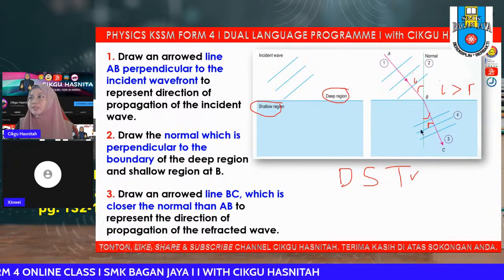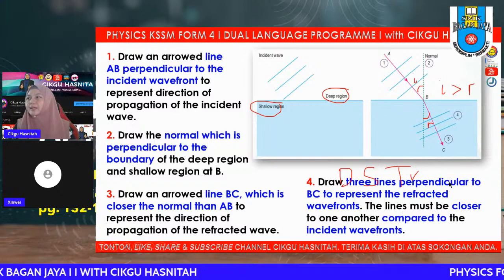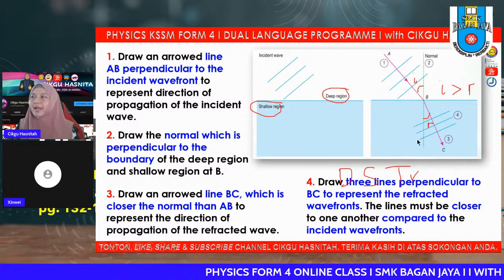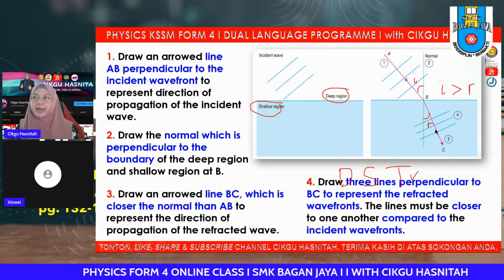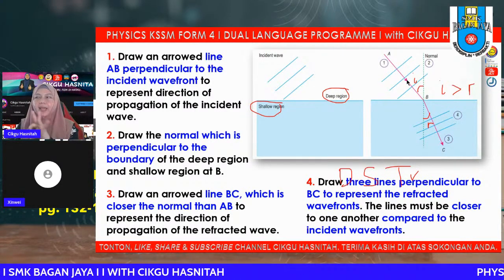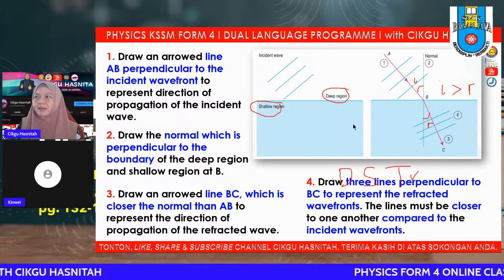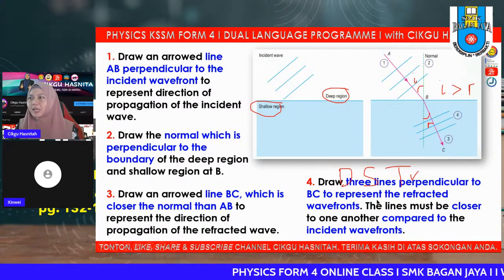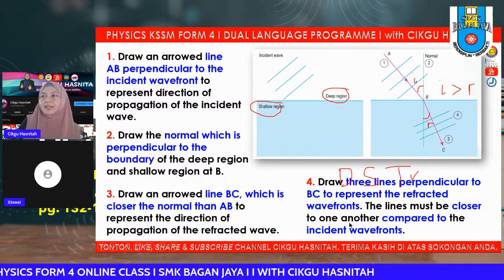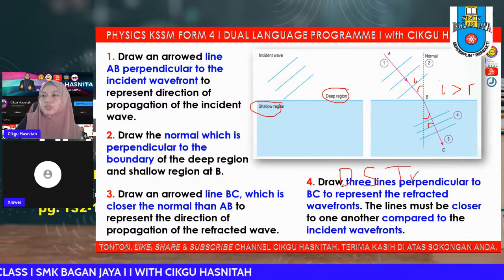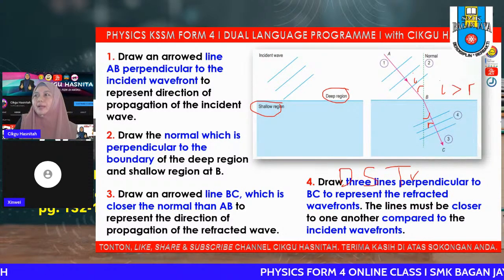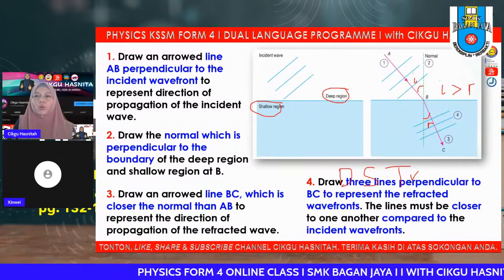Fourth step inilah kita draw the incident, the wavefront for the refracted wave. So draw 3 line. You lukis at least 3. Kalau dalam exam, berapa line nak lukis? At least 3. 3 incident wavefront and 3 refracted wavefront. Okay, draw 3 lines perpendicular to BC to represent the refracted wavefront. The line must be closer to one and another. Why? Kenapa kita mesti draw closer? This is to show that the wavelength decreases. Okay, wavelength decreases from deep to shallow region.